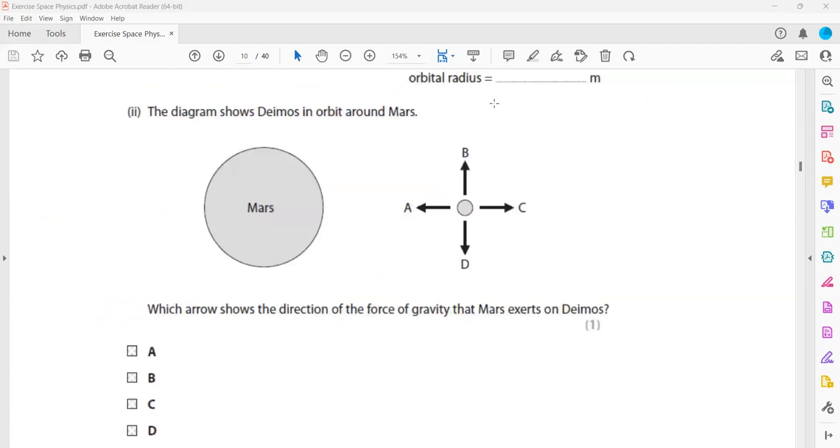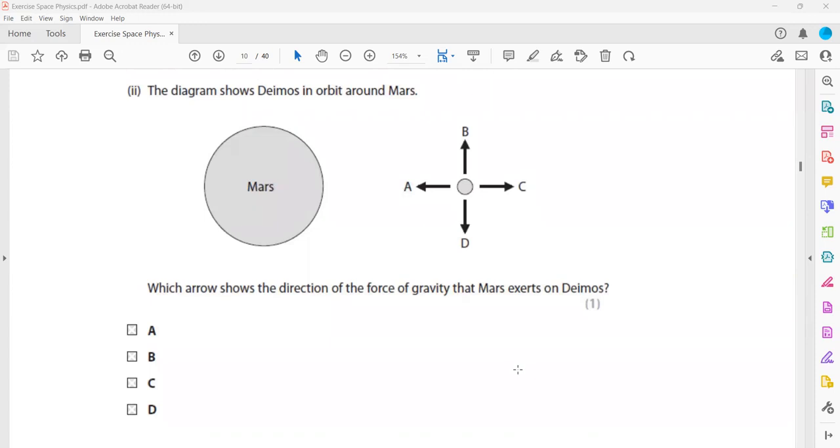The diagram shows Deimos in orbit of Mars. Which arrow shows the direction of the force of gravity that Mars exerts? Now, for the value of pi, you can use 3.14. It does not make a difference, or you can use the calculator pi value. That is also fine. So which arrow is representing the direction? You can use a screen annotation to complete this.